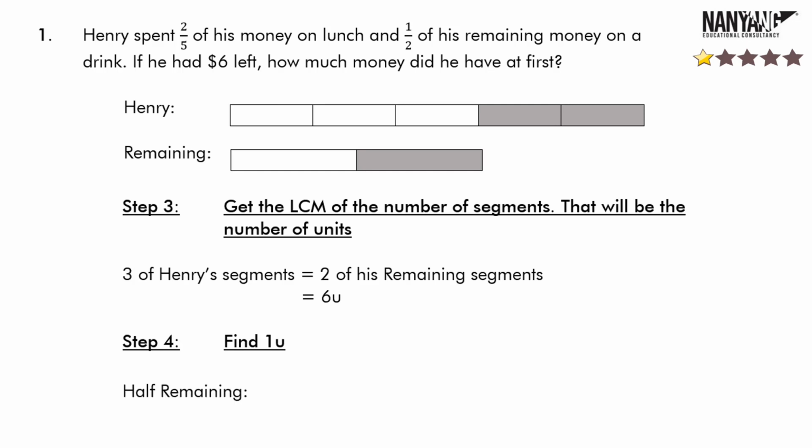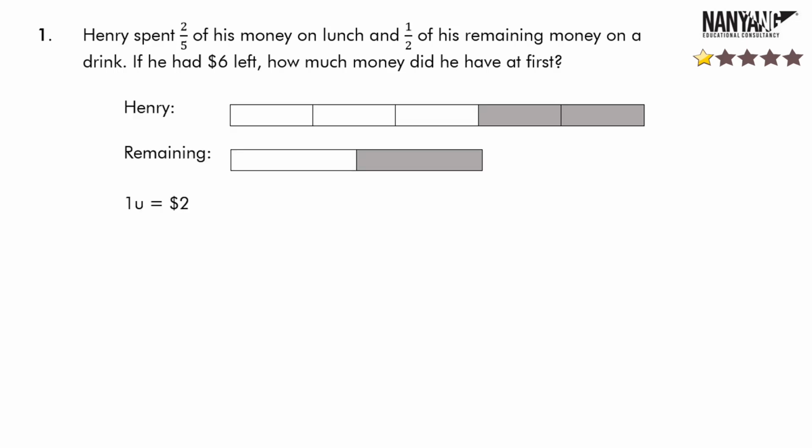Because half the remaining money is 6 units times half, which is 3 units. This is the unshaded region in the remaining group. And as the question tells us, this is $6. As such, we can find out that 1 unit is $2. Now with this model, and 1 unit equals $2, we can solve for Henry's money at first.